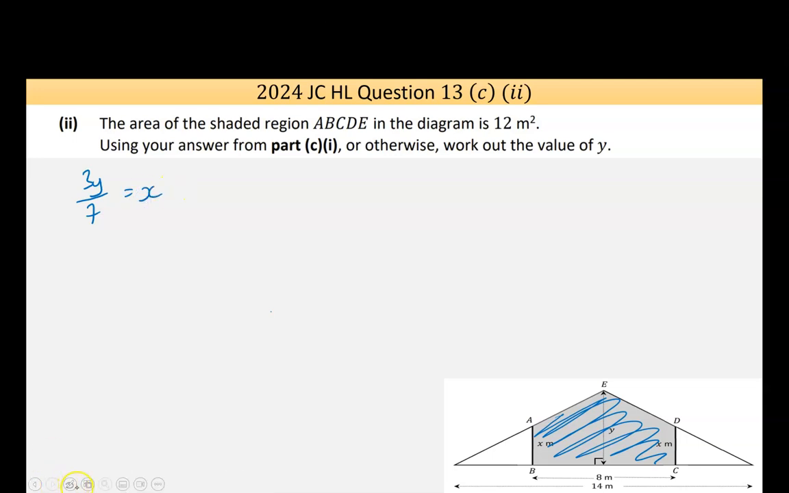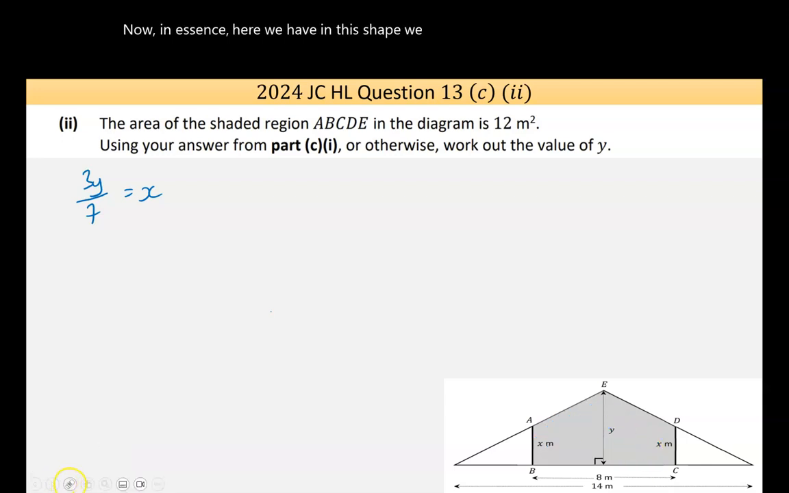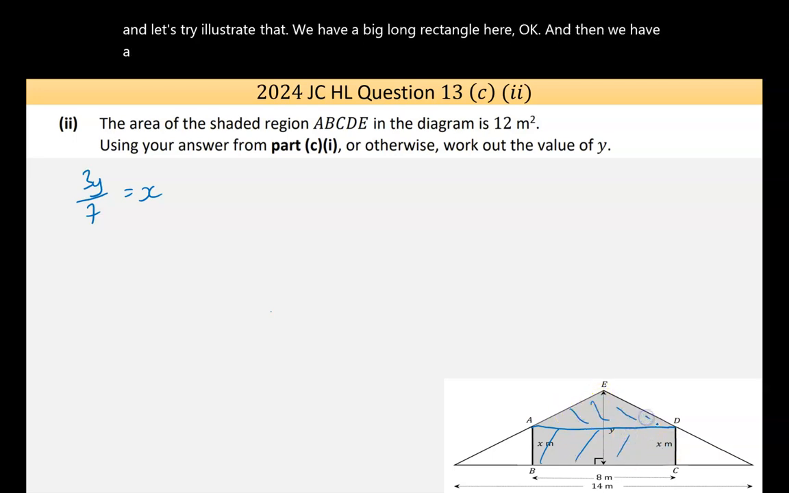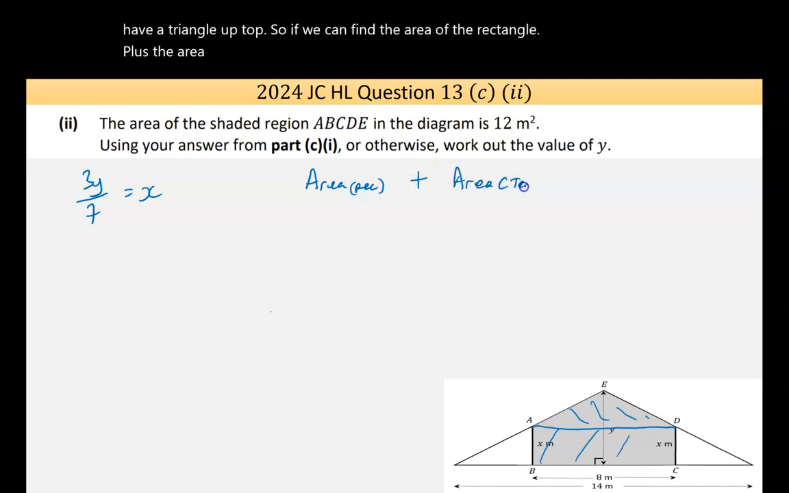Now, in essence here, in this shape, we have two different things going on. And let's try to illustrate that. We have a big long rectangle here, and then we have a triangle up top. So if we can find the area of the rectangle plus the area of the triangle, that should equal 12 meters squared.